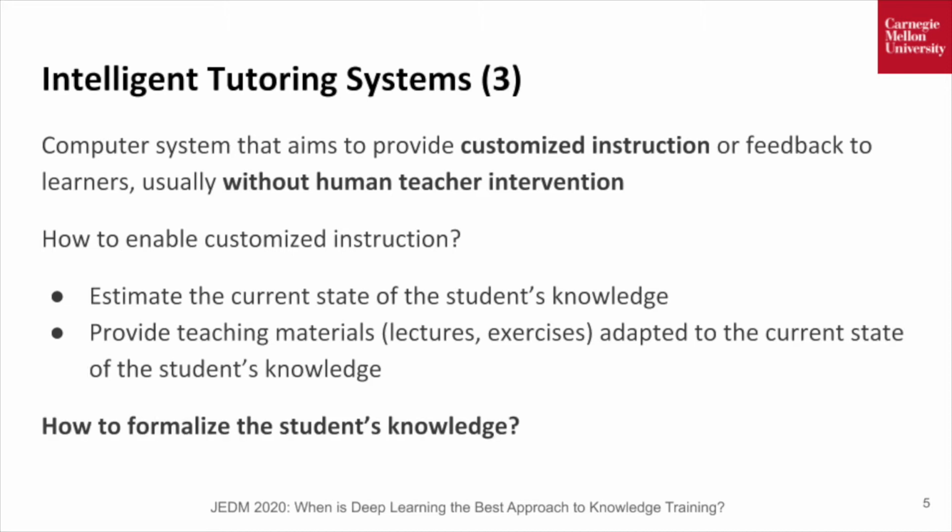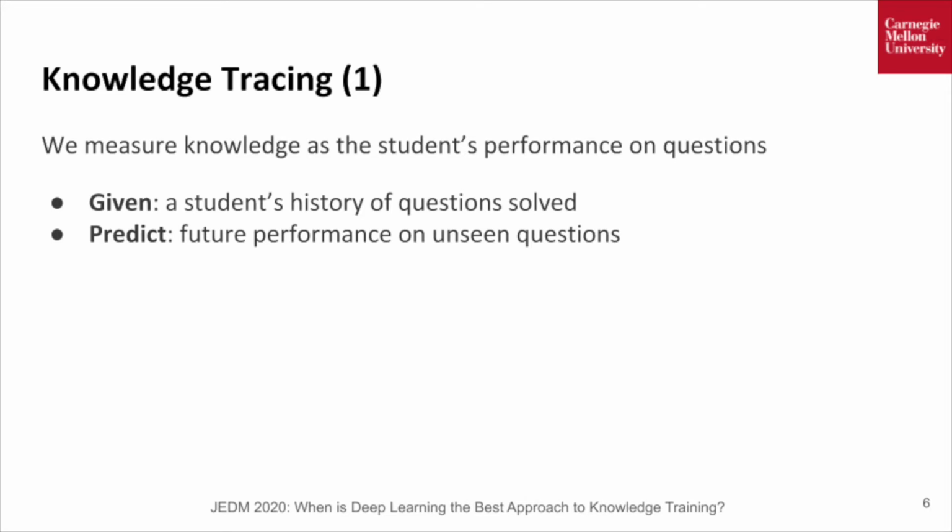But what does it even mean to estimate the current state of a student's knowledge? In other words, how do we formalize knowledge? This is where knowledge tracing comes into the picture. We cannot directly measure knowledge, so we settle for what we can actually measure: the student's performance on exercises solved. What the student knows is then synonymous with what the student can do. Given a student's history of exercises solved, we predict future performance on unseen exercises. With this estimate in hand, there are many ways to customize instruction. A commonly used one is to recommend exercises that are estimated to be at an optimal level of difficulty, not too hard nor too easy.